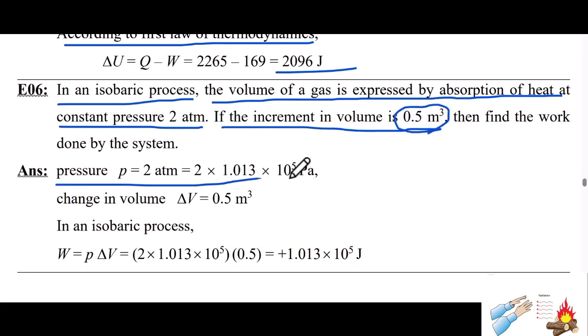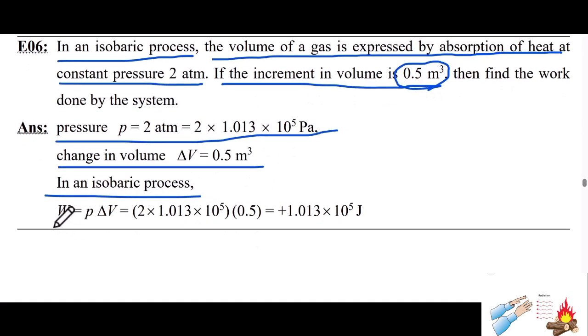Our pressure is 2 atm. 1 atm is 1.013 times 10 to the power 5 Pascal. The change in volume is delta V. In an isobaric process, the work done by the system is W equal to P delta V.